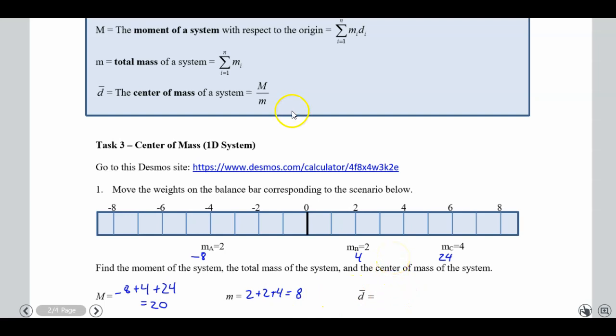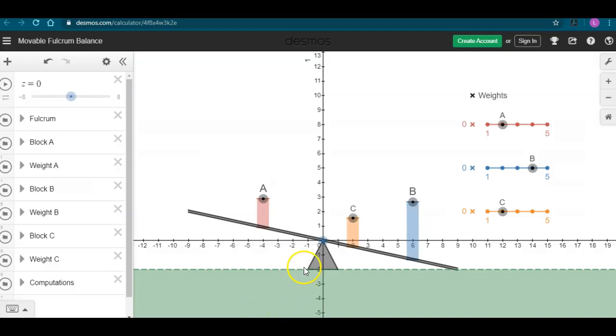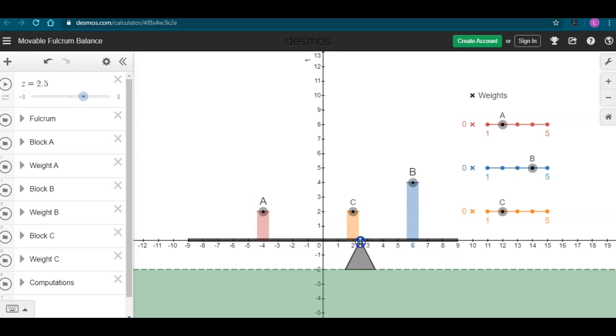So we're going to go ahead and divide that out and get 20 for the total moments over 8 for the total mass. You can go ahead and divide a 4 into each of those. So that's 5 over 2 or 2.5. So let's go ahead and come over here and check it. We can put it at 2.5 is where our fulcrum should be. That will balance this system.